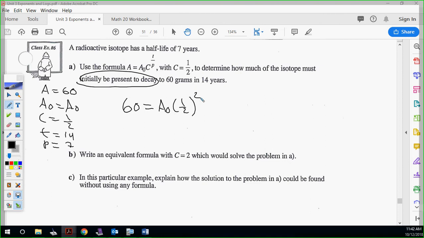Okay, so what do we do now? People forget. Just square it. We can square this and then divide it. Or since you're going to times, 1/2 squared is 1/4. How do you get rid of 1/4? You times by 4. So A naught is 240.